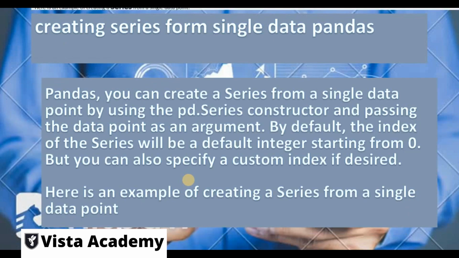Next, creating a series from single data in pandas. In pandas, you can create a series from single data also. The pd.Series constructor is the function to which you pass the data point as an argument. By default, the index of the series will be a default integer starting from 0, but you can specify a custom index if desired. First of all, we will see our default value, how to create that.